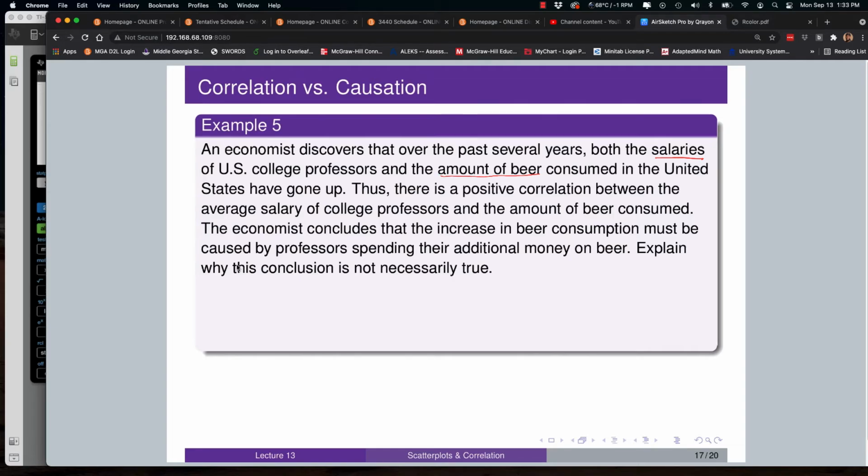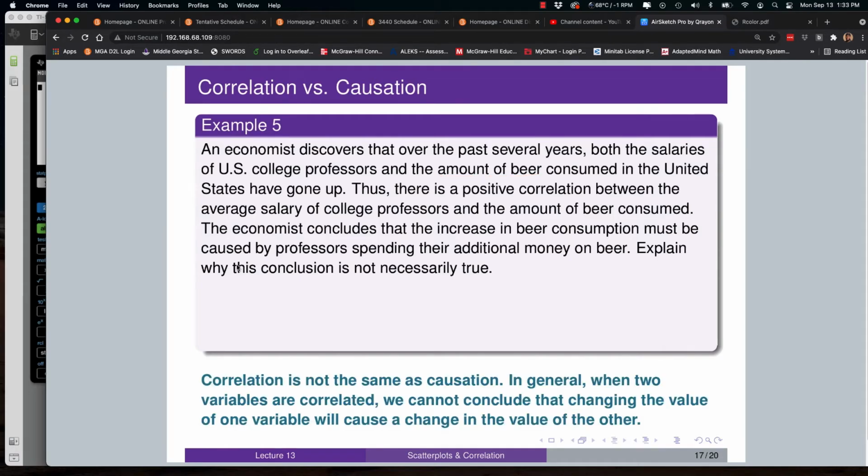Correlation does not imply what we call causation, and that's the basic rule of thumb here. Sometimes the average person on the street will run a study like this or read something like this and they'll go, oh, well, this must be due to the fact that the college professors are making more money, so people are drinking more beer. Oh, that makes sense, but it doesn't really. So that's the thing we want to think about.